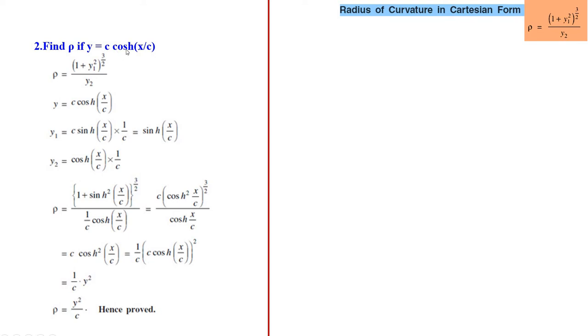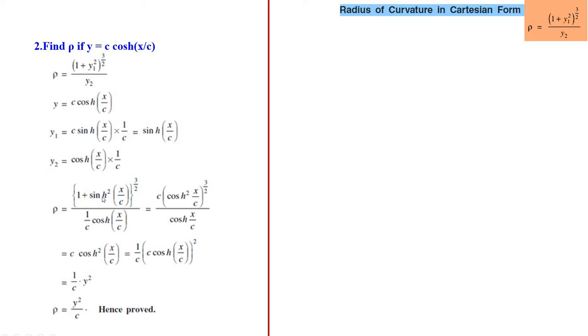So this hyperbolic cos on differentiation gives you c into hyperbolic sine x by c, function of function rule, 1 by c you have, cancel out c, you have this hyperbolic sine x by c, and then again you are differentiating that. So hyperbolic sine on differentiation gives you hyperbolic cos of x by c, function of function rule, so 1 by c. Now substitute these values in this.